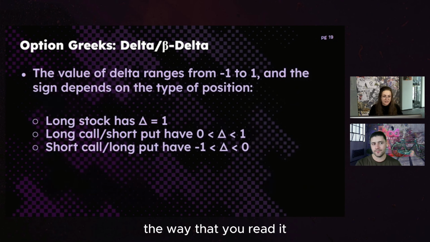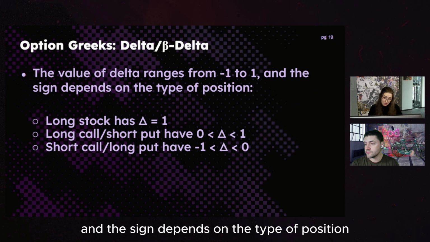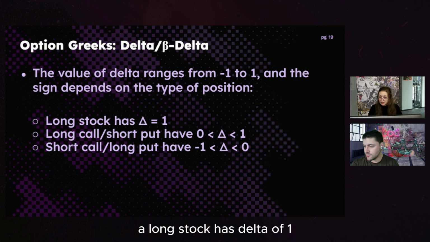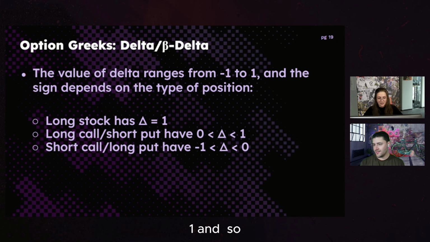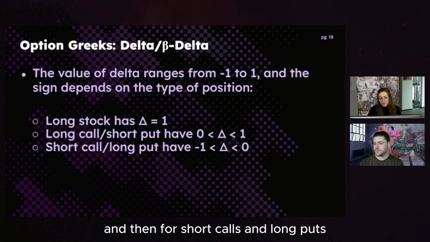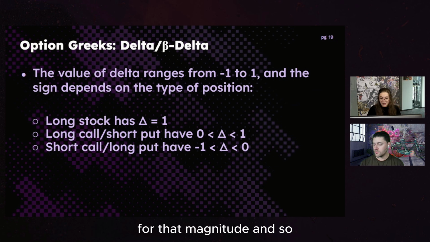The way that you read it, it ranges from -1 to 1, and the sign depends on the type of position. So long stock has a delta of 1. It moves 1 for 1 with the stock, right? And then long calls and short puts have deltas between 0 and 1, so we have our positive deltas for long calls and short puts, and then for short calls and long puts we have negative deltas with a maximum of 1 for that magnitude.